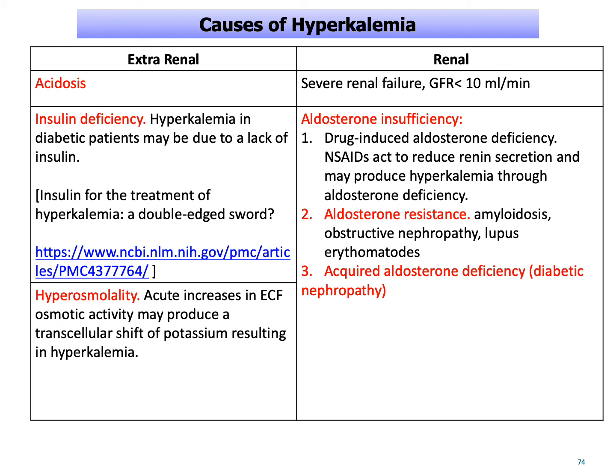Aldosterone resistance in diseases like amyloidosis, obstructive nephropathy, lupus erythematosus. Now, acquired aldosterone deficiencies, for example in diabetic nephropathy, can lead to hyperkalemia.